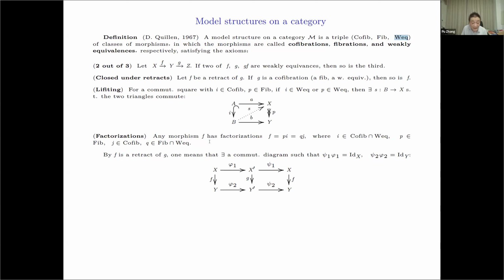The last one is that any morphism has two factorizations. That means f can be factorized as the composition of i and p, where i is a trivial cofibration and p is a fibration. Another factorization is that f can be written as the composition of j and q, where j is a cofibration and q is a trivial fibration.